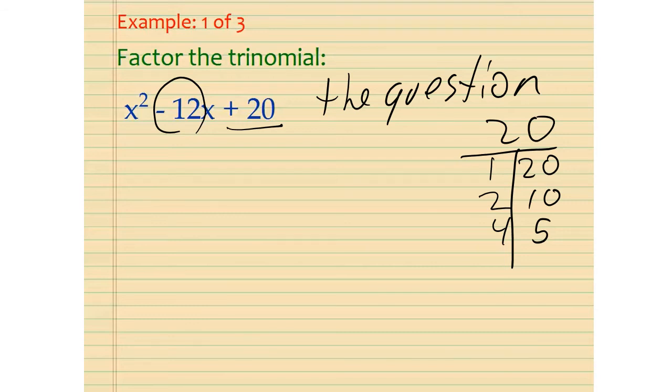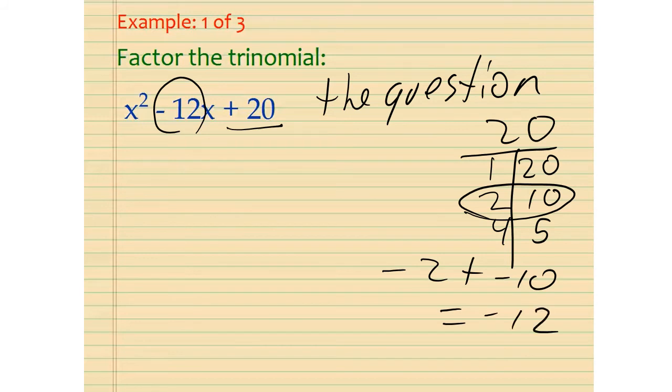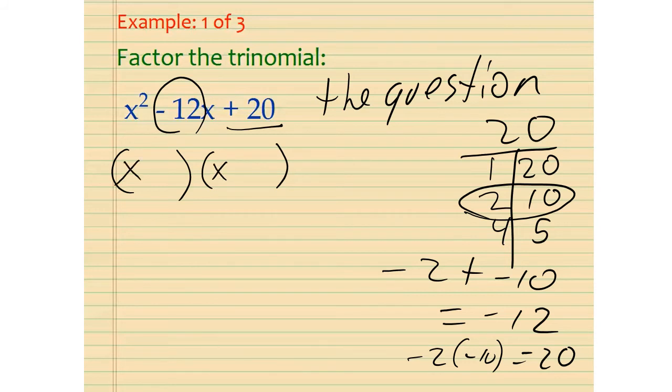Well, which two numbers can add to get negative 12? 2 and 10 can add up to get negative 12 because negative 2 plus negative 10 equals negative 12. And negative 2 times negative 10 equals positive 20. There's our answer. So I'm going to write my two binomials. I'm going to have an x in the front of each one. I'm going to have a negative 2 in one of them and a negative 10 in the other one. And look at that, I just factored that trinomial.